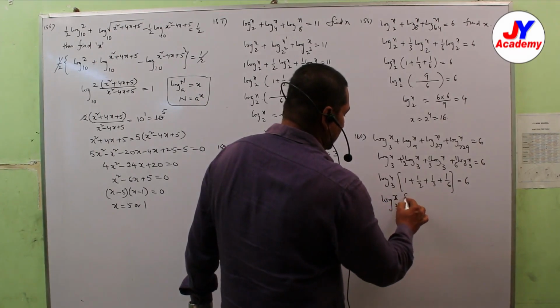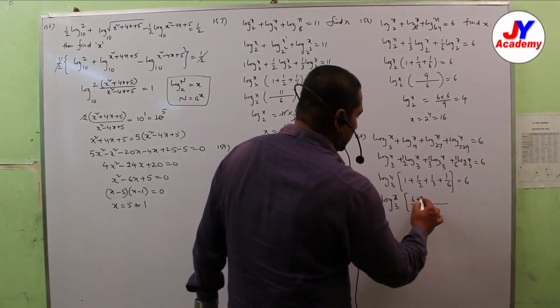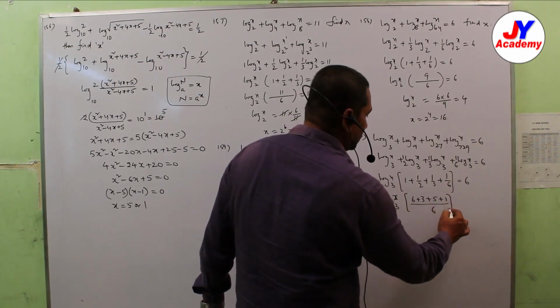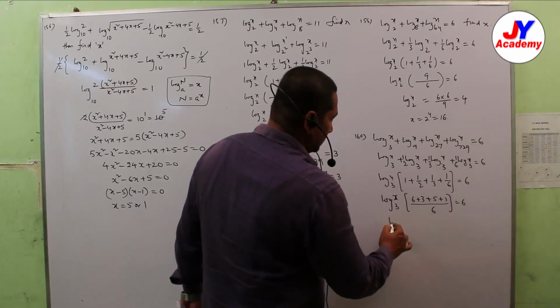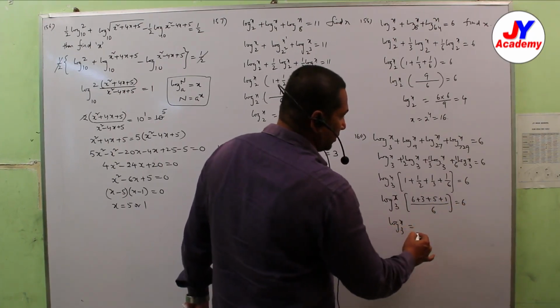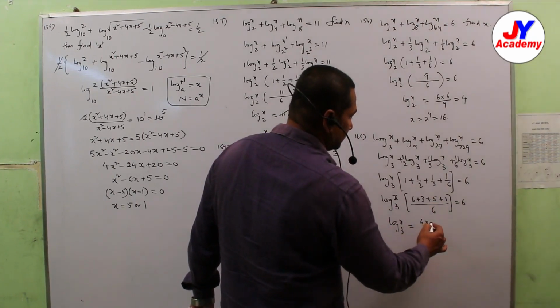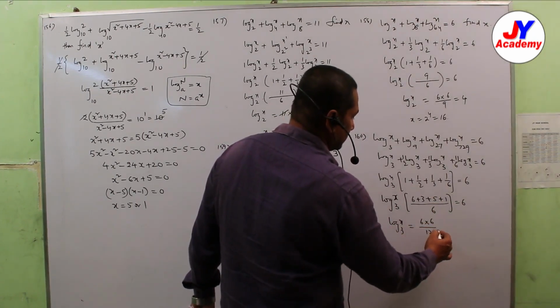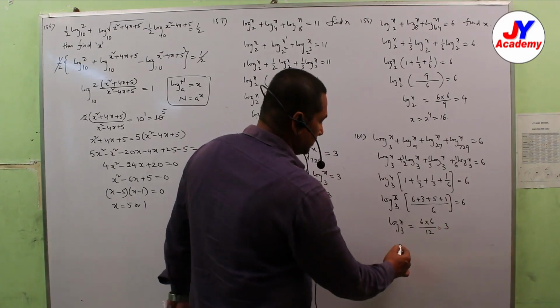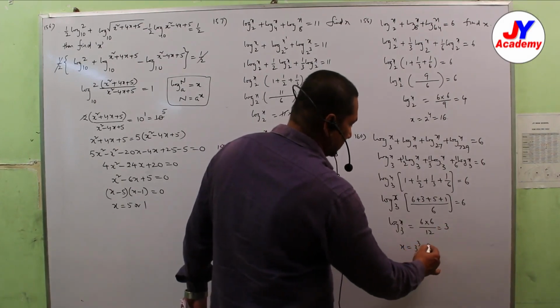Log x base 3, 6 plus 3 plus 5 plus 1 is equal to 6. So log x base 3 is equal to 6 into 6 by 12, which is 3. So x is equal to 3 power 3, that is 27.